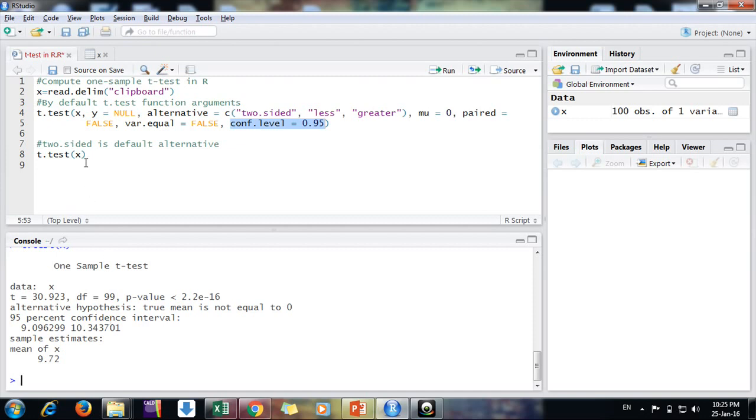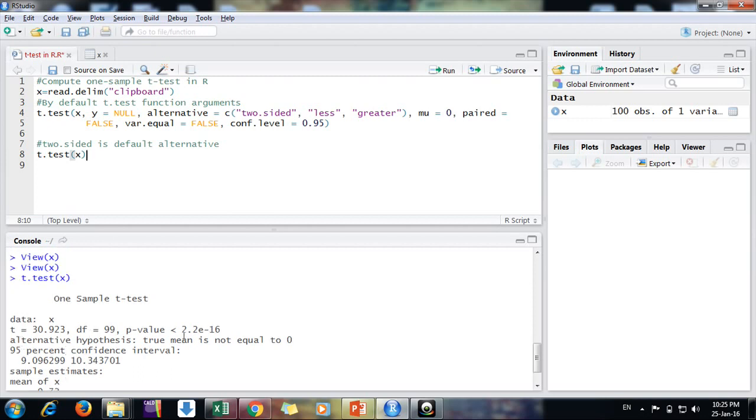Simply you have a vector, use the function t.test, put in the vector, and just run the function. Look at the t value and the p-value you get. If the p-value is less than 0.05, that is the traditional level, I assume, then in this way, if it is significant, we say our mean value is statistically significant and different from 0.